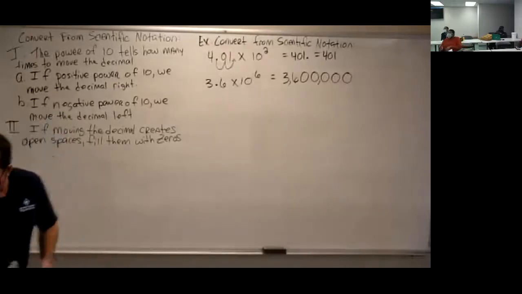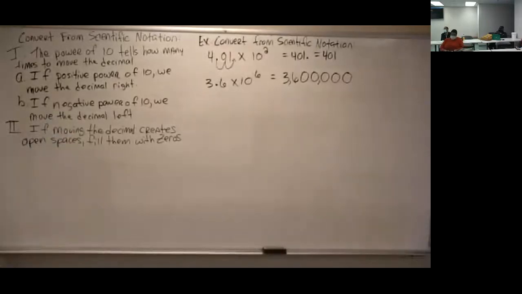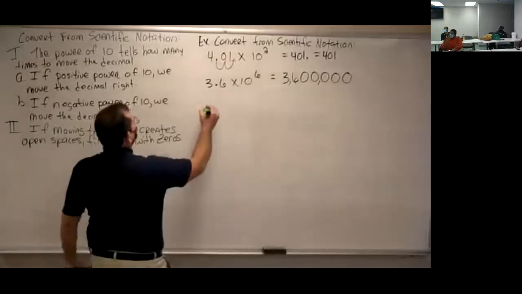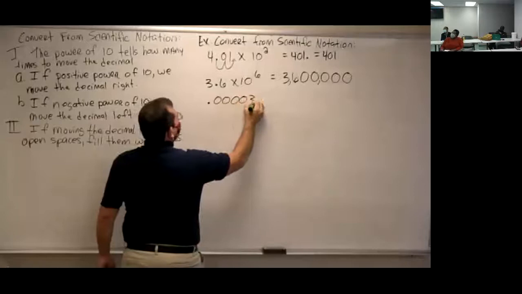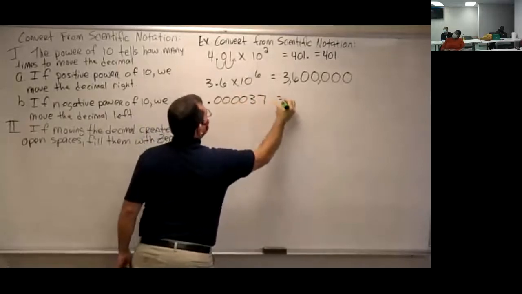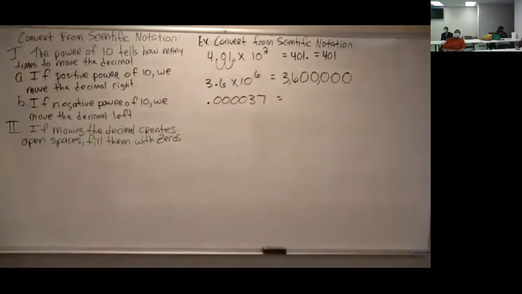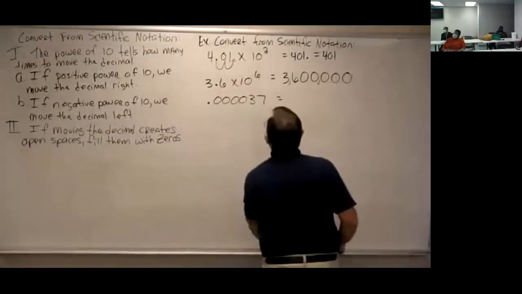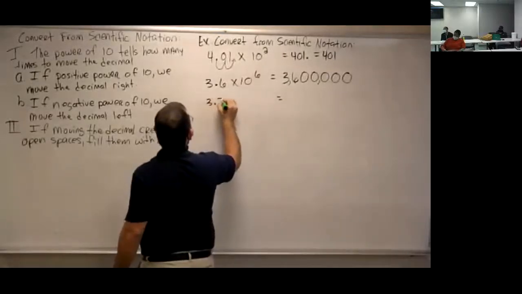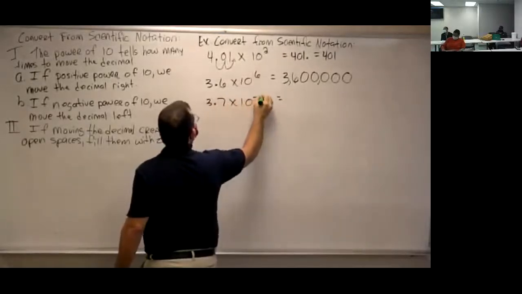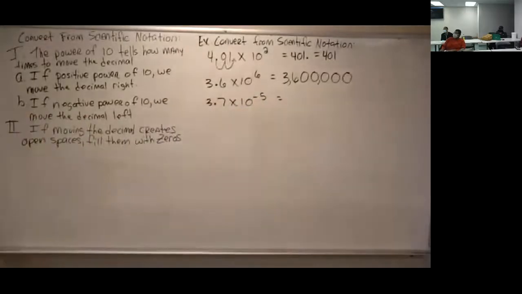All right, let me see what I got next, y'all. I might as well go the other way. 0.0000037. Oh no, I'm going the wrong way. Y'all hang on a second, I got the wrong problem. How about 3.7 times 10 to the negative fifth? That's what I need.